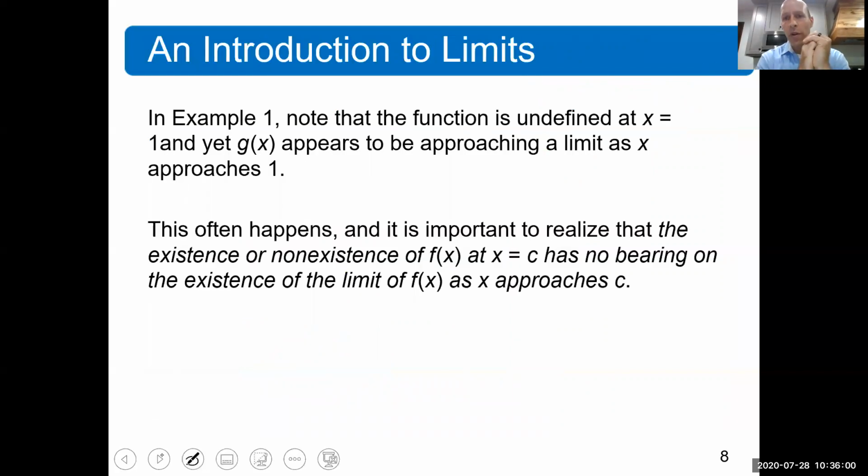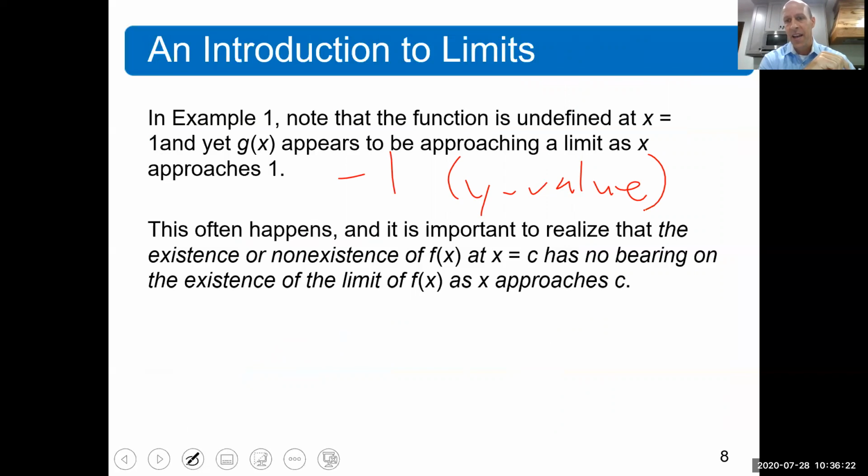So in example 1, we'll note that the function is undefined when x is equal to 1, yet g appears to be approaching some limit as x approaches 1. And remember, that limit turned out to be -1. Remember, that's the y value, not the x value.